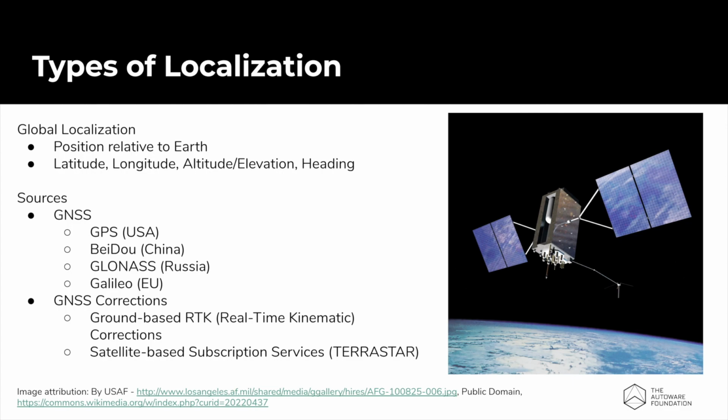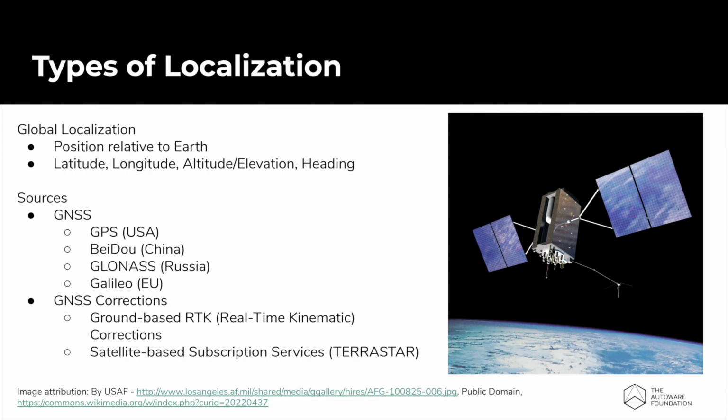In addition to GNSS systems, you may want more accuracy than what is available in commercial GNSS systems, and you can get that through GNSS corrections. A couple of examples of sources you can get those corrections from are ground-based RTK corrections, which use something like a base station, which is at a very accurately defined and known position, and the corrections will be sent from that base station to the vehicle using something like a DSRC radio system or the internet. And then another form of GNSS corrections is a satellite-based subscription service, and one example of that is the TerraStar system offered by Veripos.